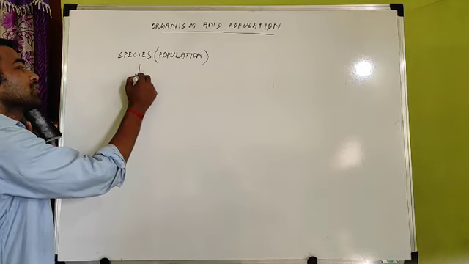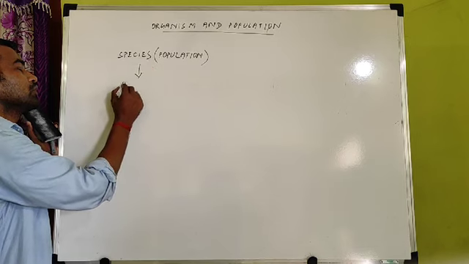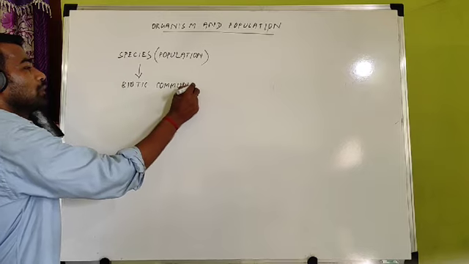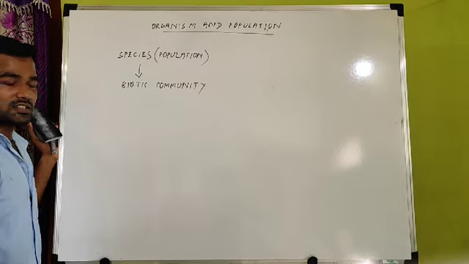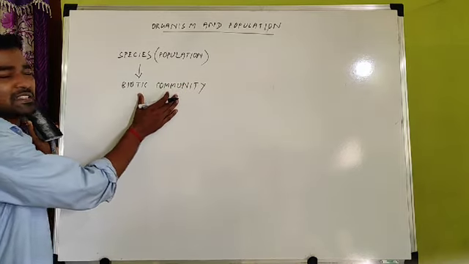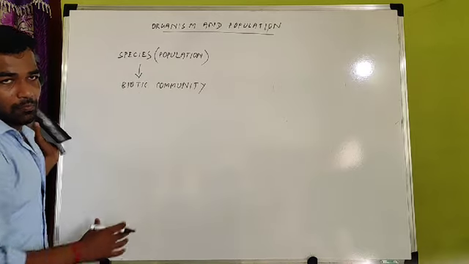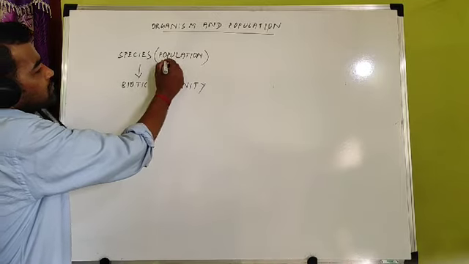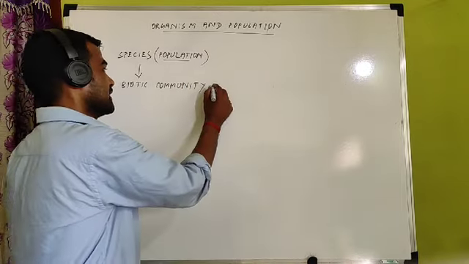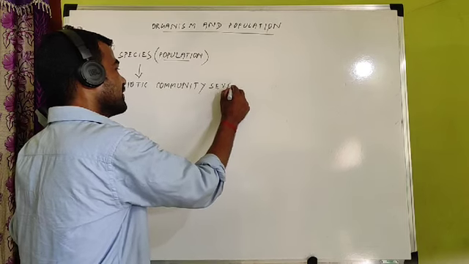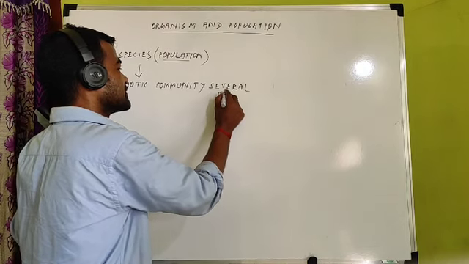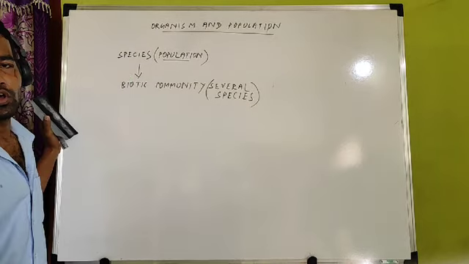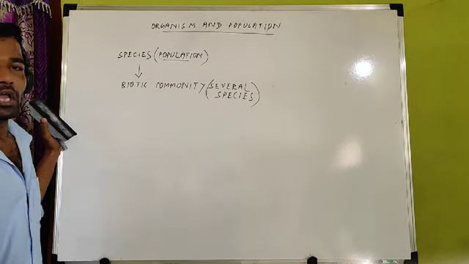Similarly, another term we have discussed after population. Second is biotic community. What is biotic community? It is the combination of several species, several populations, or populations belonging to different species of plants. Here only one species comes in population, but here several species belonging to different plant, animal and microorganism forms a biotic community.